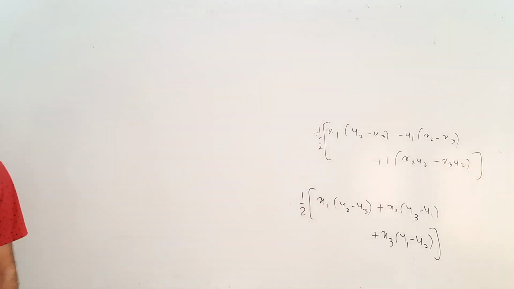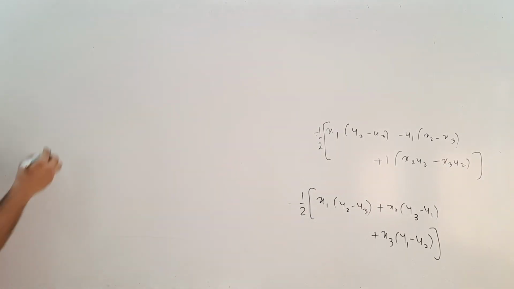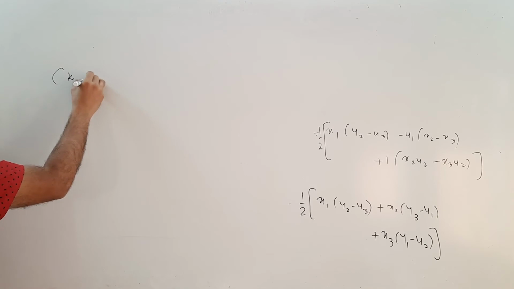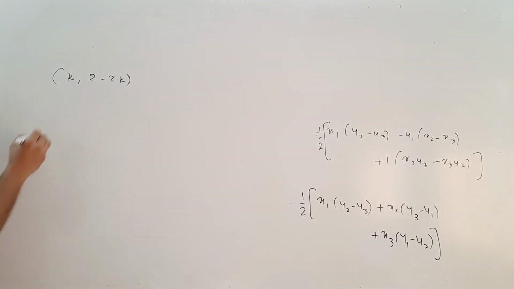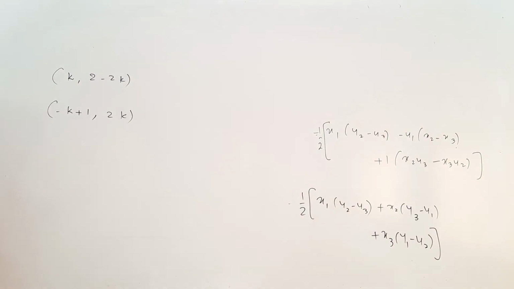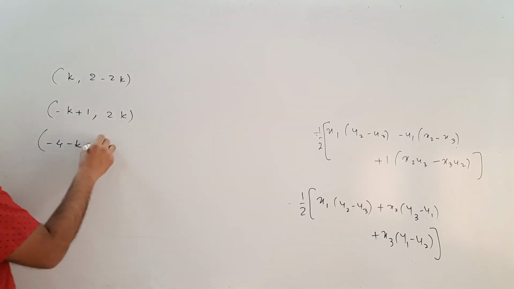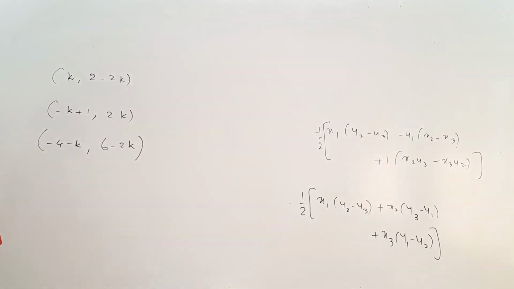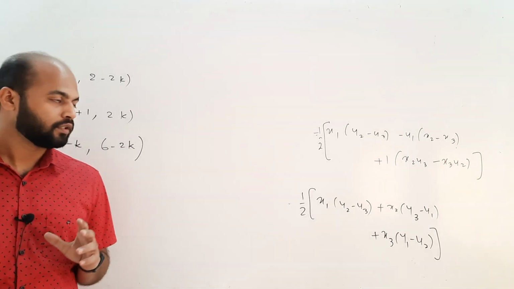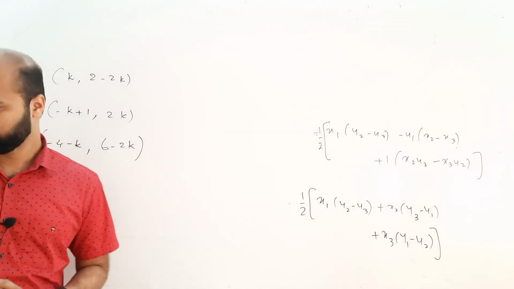So the question is as follows. We have been given these points: k comma 2 minus 2k, this is the first point. Second point is minus k plus 1 comma 2k, and third point is minus 4 minus k comma 6 minus 2k. These are the 3 points, and we have to find that k for which these 3 points are collinear.